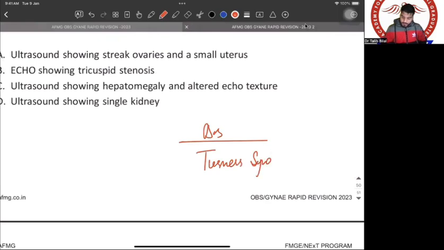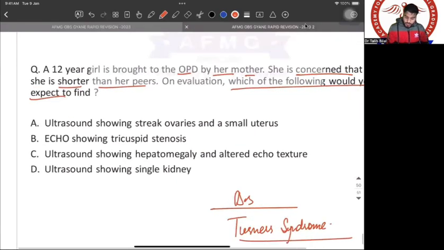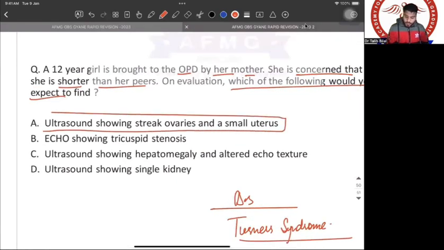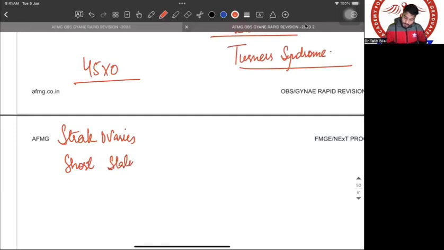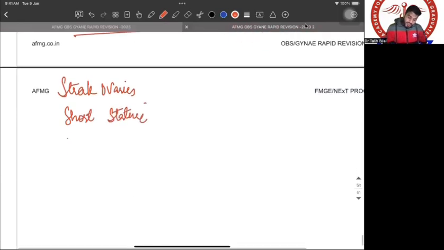Okay, so ultrasound showing streak ovaries and a small uterus. So you are suspecting these things. Guys, let's write about Turner syndrome. It's 45XO. What are the components we have? We have streak ovaries, short stature, webbed neck, and hypoplastic uterus.